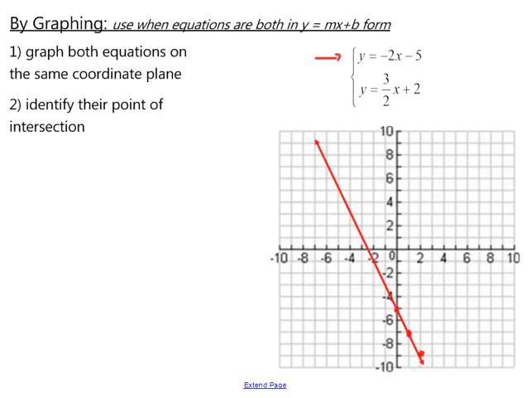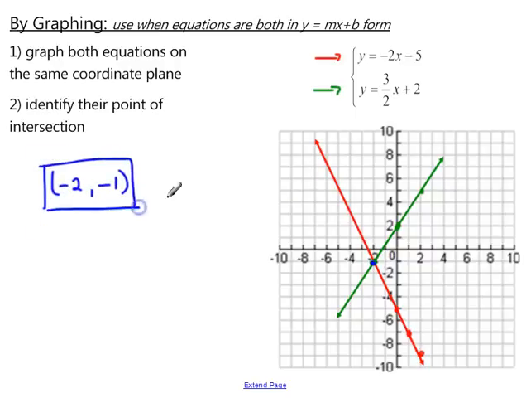And then we'll go ahead and graph the second one. I'll make this one in green. Y-intercept of positive 2. And then we have a slope of positive 3 over 2. And again, if you want to make another point, down 3 over 2. And then we can actually graph this line. And then identify the point of intersection. So the point where they intersect is this point right here, which is negative 2, negative 1. And that is the solution to the system.